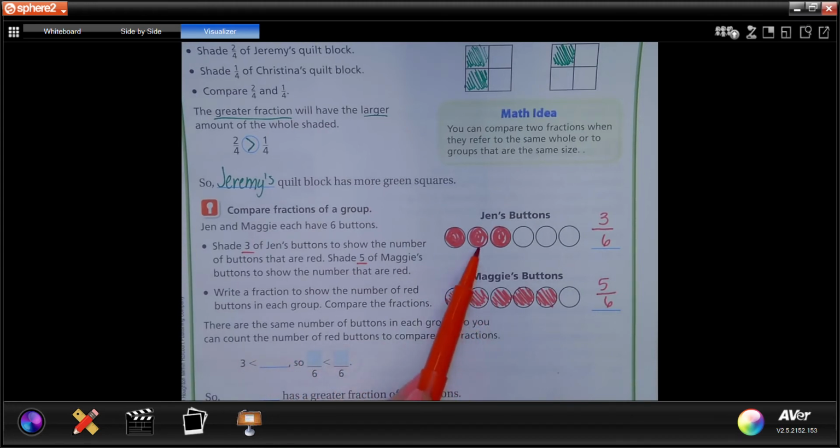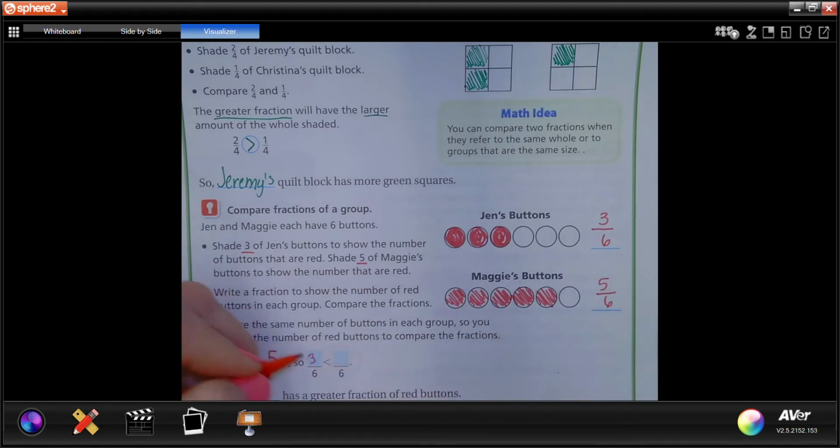So 3 is less than 5. So we know that 3 out of 6 is less than 5 out of 6. So who has a greater fraction of red buttons? Who has more red buttons? Maggie.